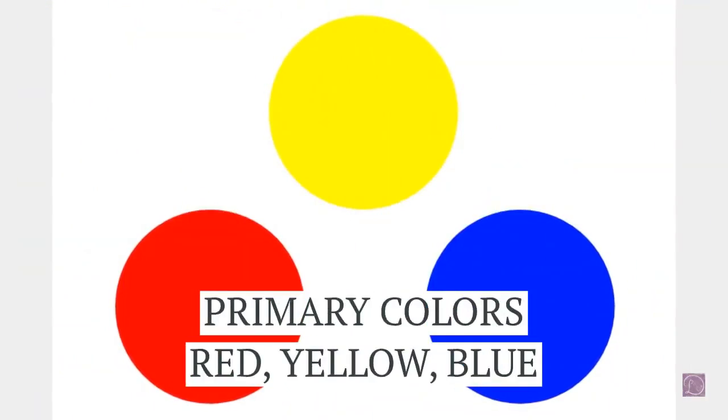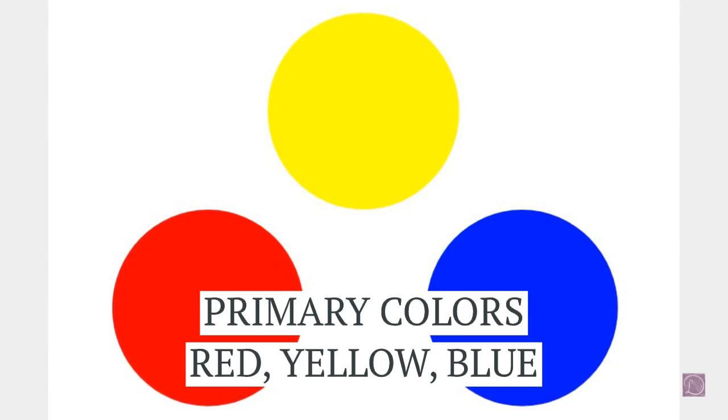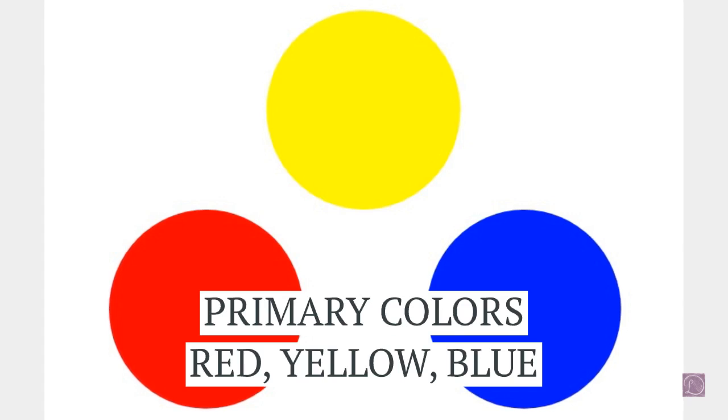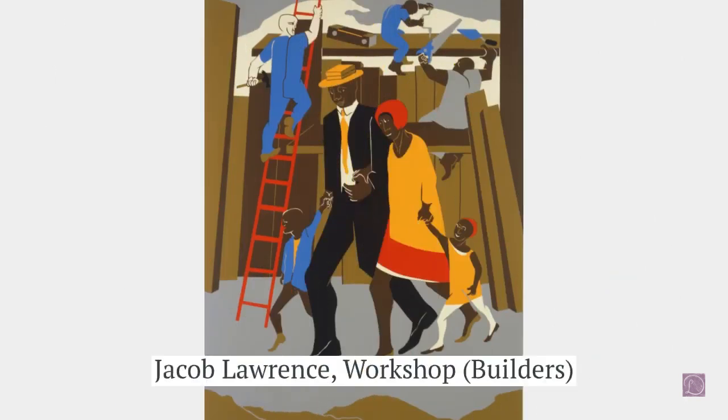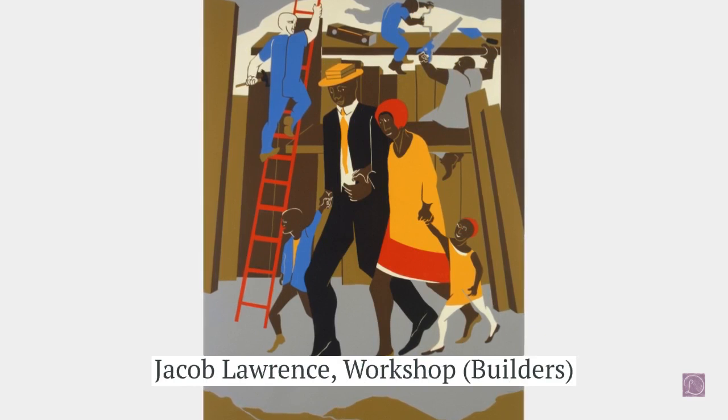The next term we'll talk about is primary colors. Most of us know these: red, yellow, and blue. Remember that primary means first, and these colors sort of are the first or parent colors of all of the other colors. From red, yellow, blue, black, and white, we can mix all of the other colors that we use in art. Look how Jacob Lawrence has used primary colors in his art.